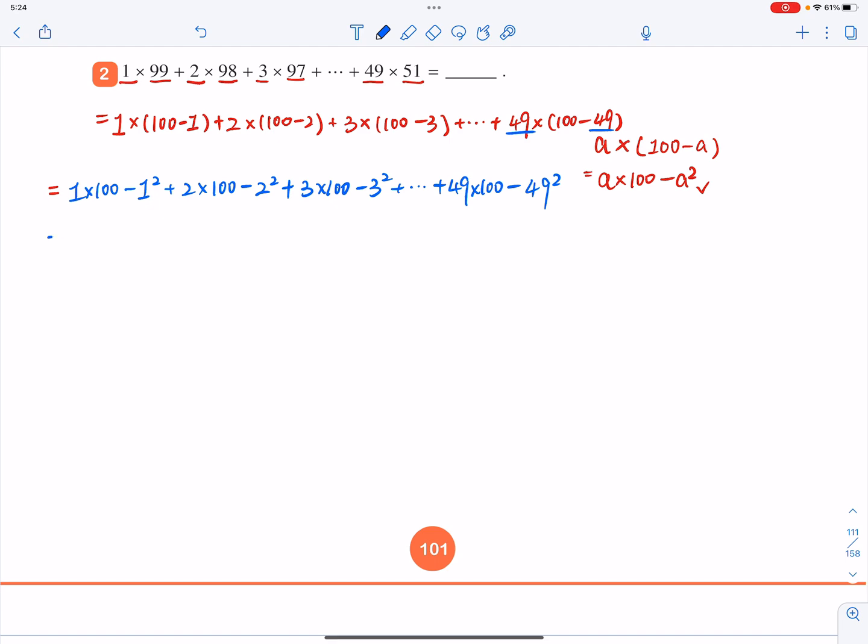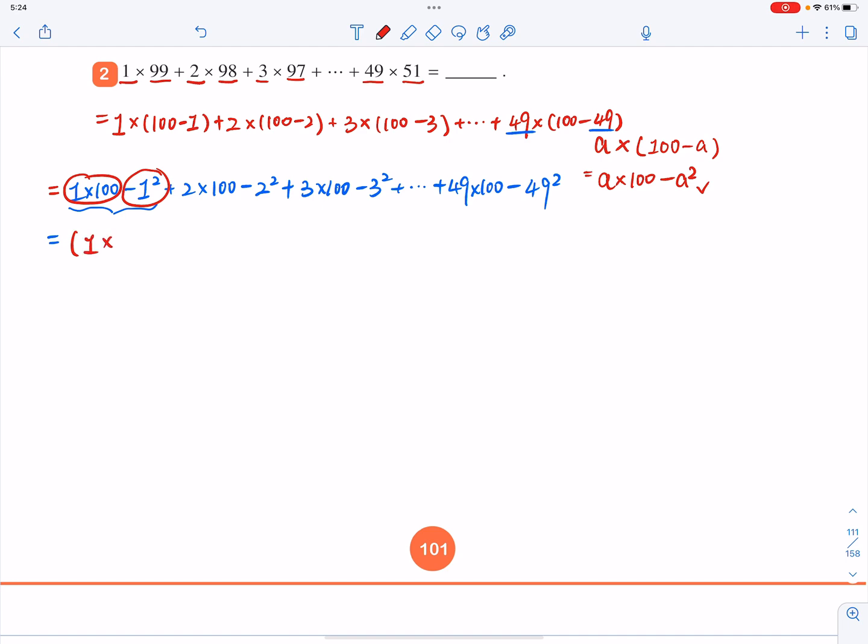And now, guys, if you take a look at each term that you write here, you have two parts. The first part is a number times by 100, and the second part is you take away a square number. So we're gonna put the same type together. The first type, let's call this type 1, and let's call this type 2. We're gonna put these two different types all together. So 1 times by 100 plus 2 times by 100. Let's see, what do we have?